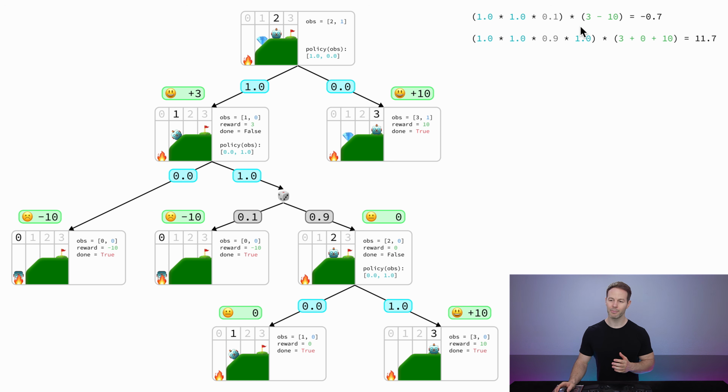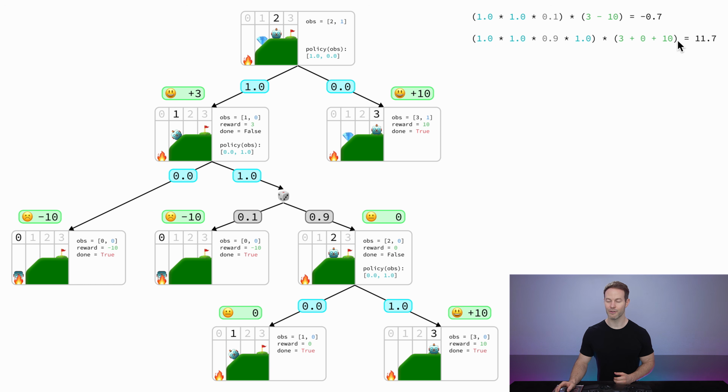So if we look at the probability of both of those paths, the probability that we'll end up in the fire pit is the product of all the transition probabilities on that path. So there's a probability of 1 times 0.1, or 10% chance that we'll end up in the fire pit, and we'll end up with a total reward of +3 initially for getting the diamond, and then -10 for falling in the fire pit, which will be a total of -7. And when we multiply those together, we get -0.7.